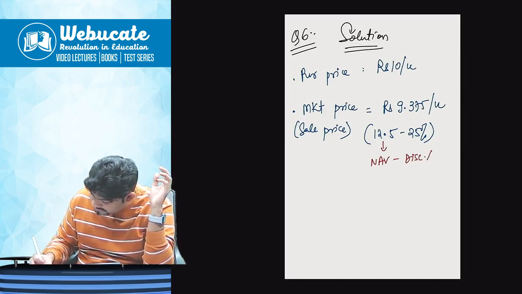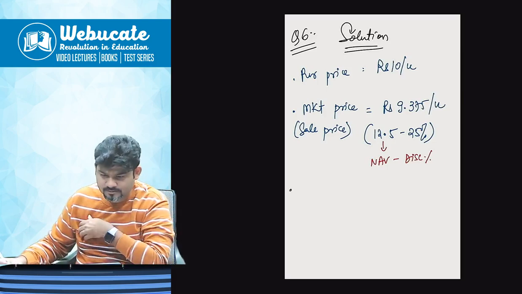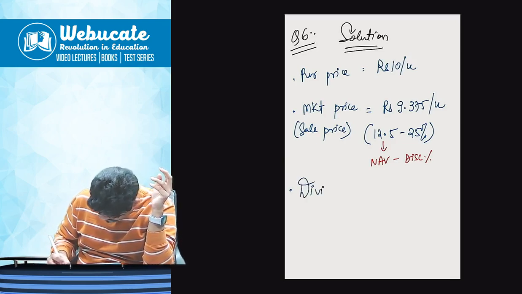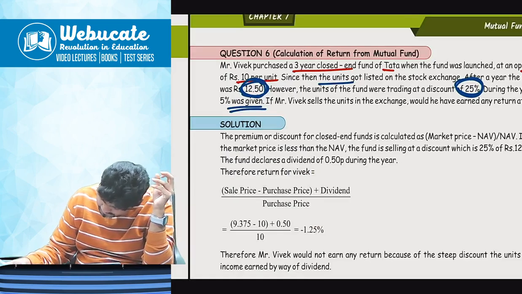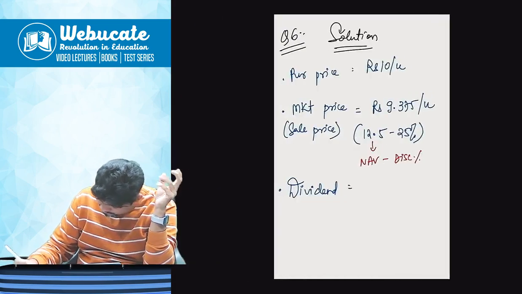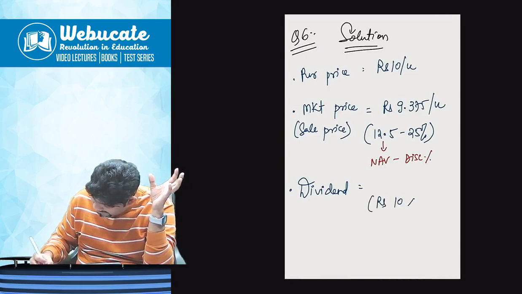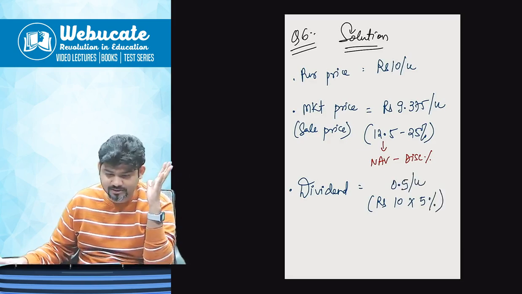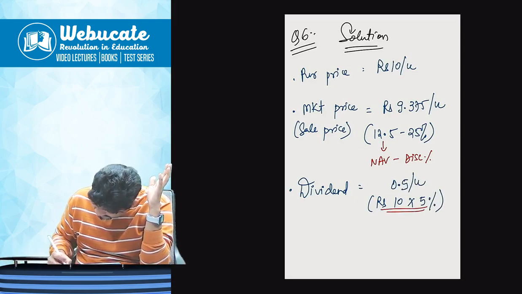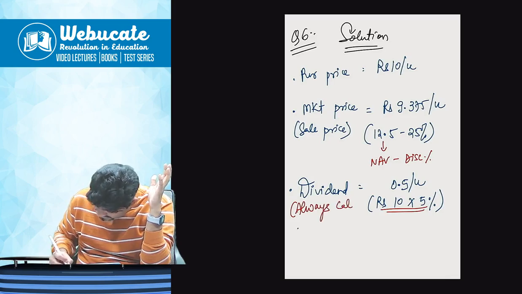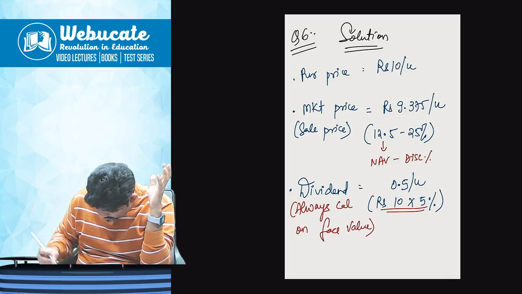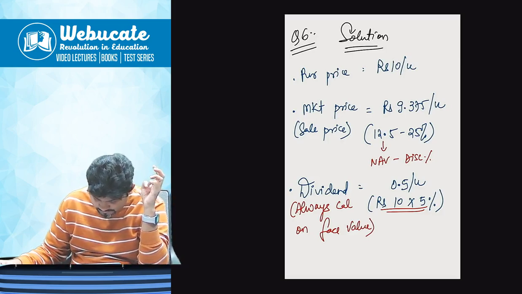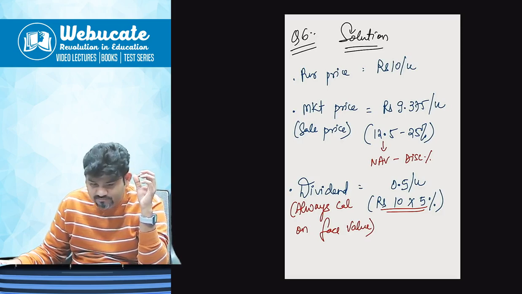₹12.5 minus 25% is ₹9.375 per unit. NAV minus discount percentage. Then, third, dividend. Dividend will be 5%. So ₹10 into 5% is 0.5 per unit. Right? We know that dividend is always calculated on face value. Done, guys?